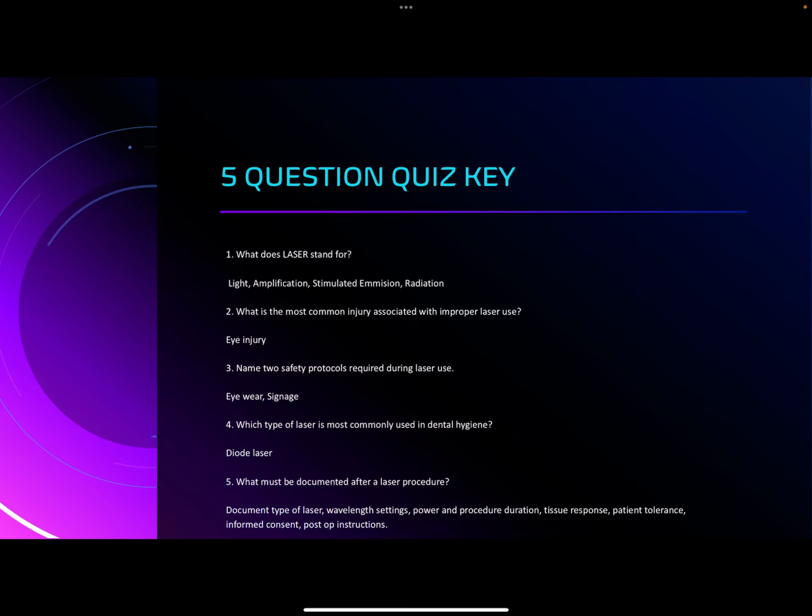And what must be documented after a laser procedure? You're going to document the type of laser, the wavelength, settings, power, procedure duration, tissue response, patient tolerance, informed consent, and post-op instructions. So just a little overview about everything we talked about today.